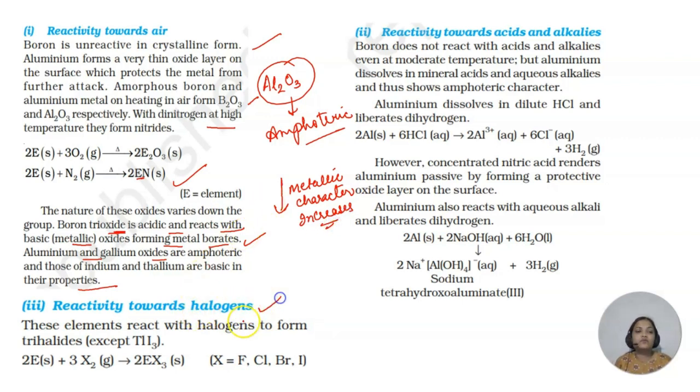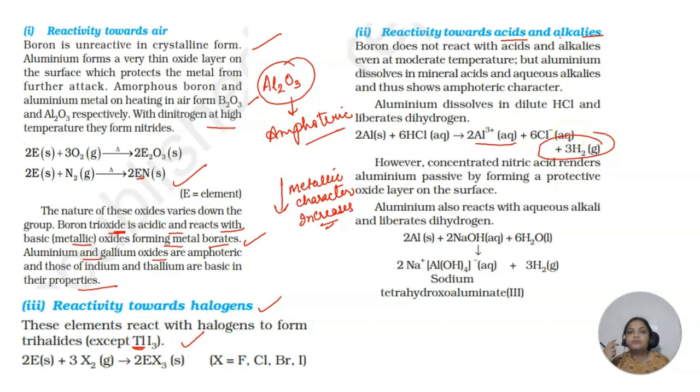Then reactivity towards halogens. They will react with halogens to form trihalides, except thallium will not react. Then if I am talking about acids and alkalis, boron does not react with acids and alkalis even at moderate temperature. Aluminium will get dissolved in acid and alkali as well, so it's an amphoteric metal. With acid, it will liberate hydrogen gas. You know, metal plus acids give hydrogen gas.